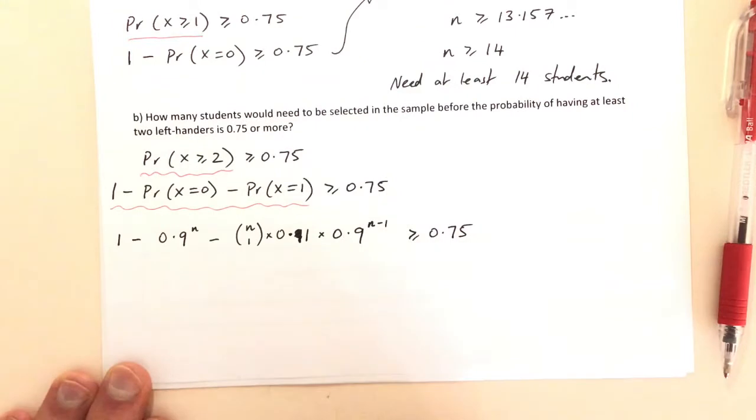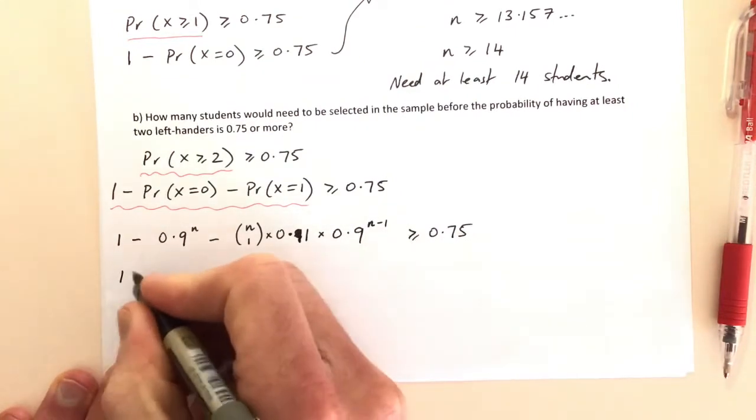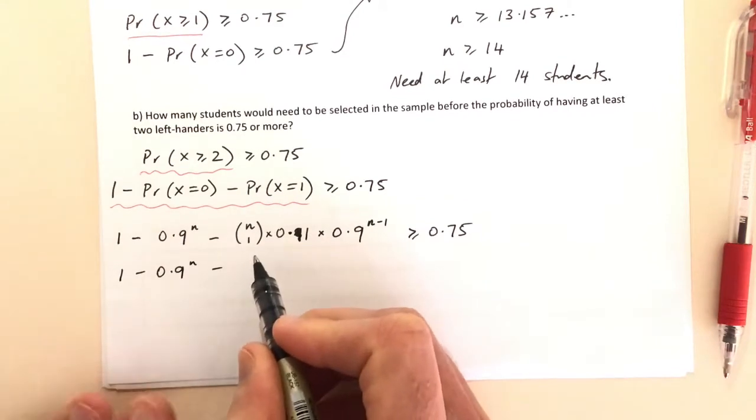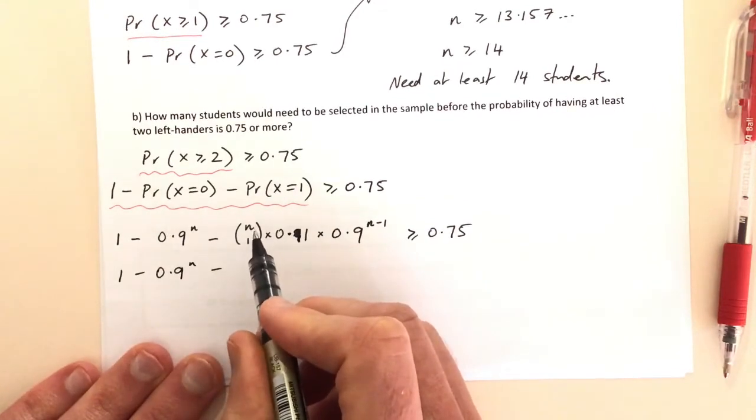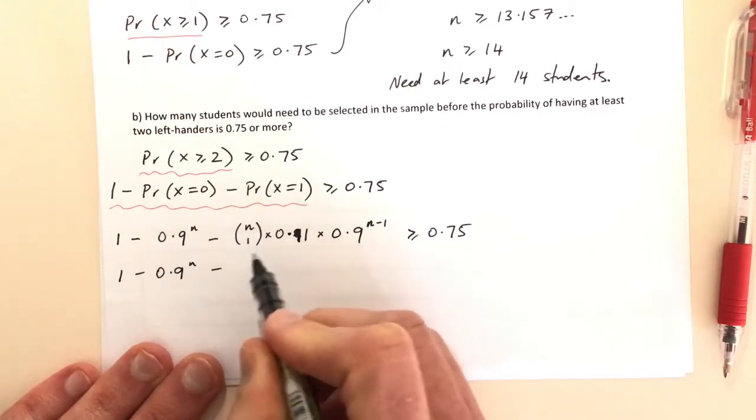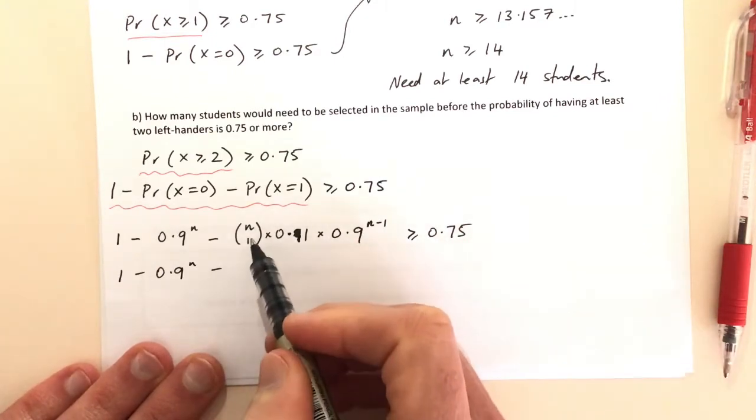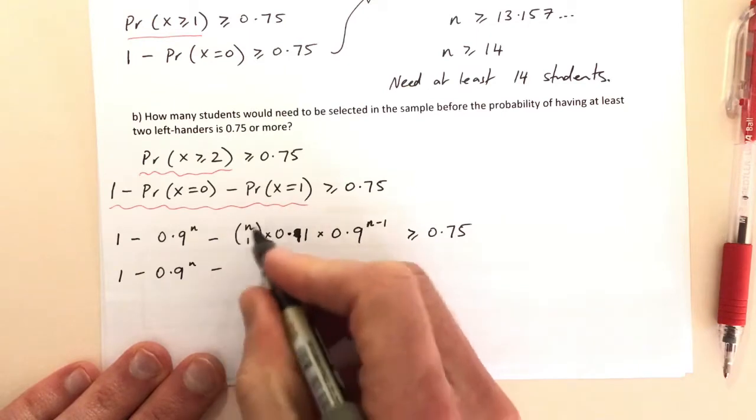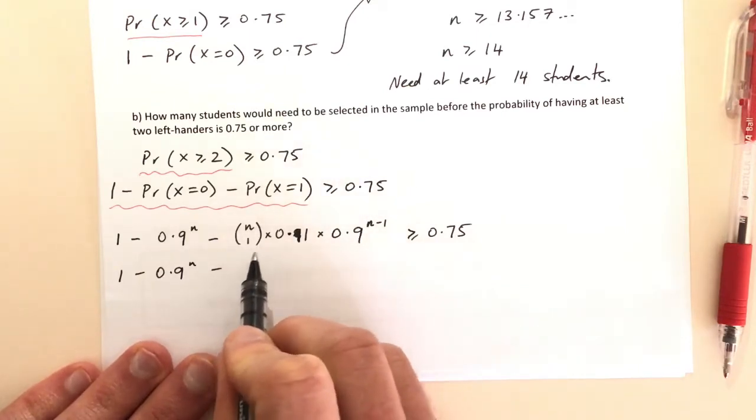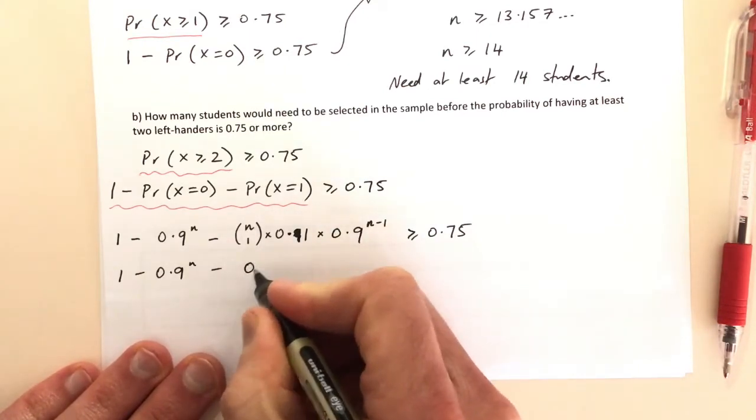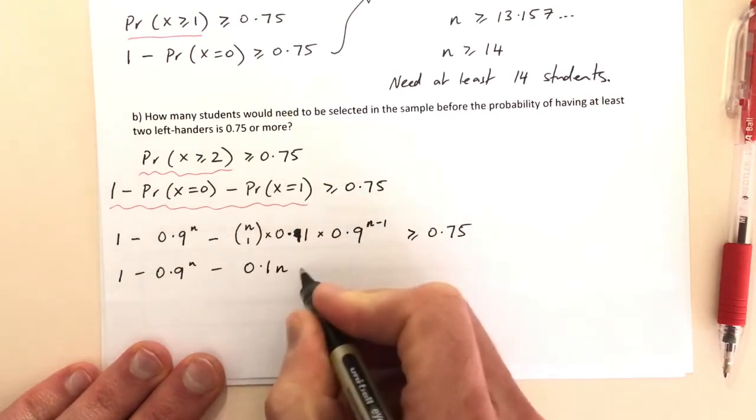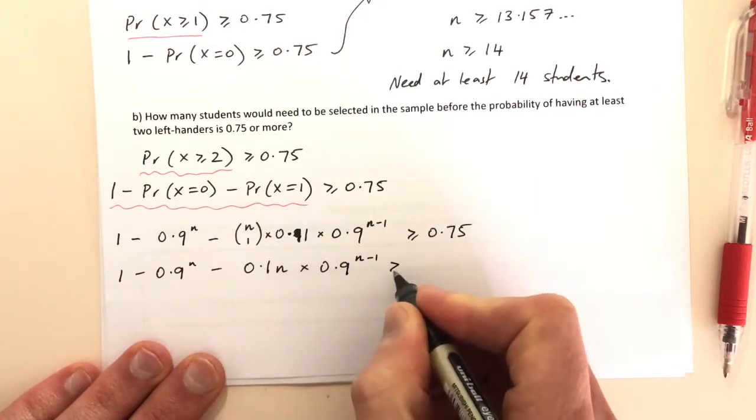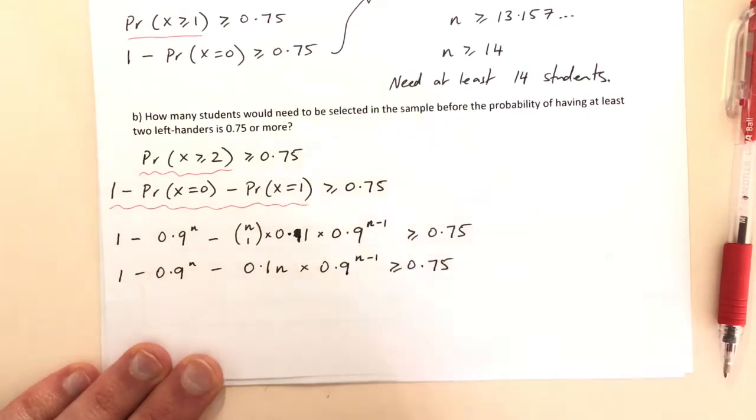And we can actually tidy that last bit up a little bit. So 1 minus 0.9 to the power of n minus, now, n choose 1. If you want 1 success from n trials, well, there's actually n different ways that can happen, right? For example, 10 choose 1 will be 10, 20 choose 1 would be 20, 100 choose 1 would be 100. So this is actually equal to n. So this is n times 0.1. So I'm going to write that as 0.1 n times 0.9 to the power of n minus 1, and all of that needs to be greater than or equal to 0.75.